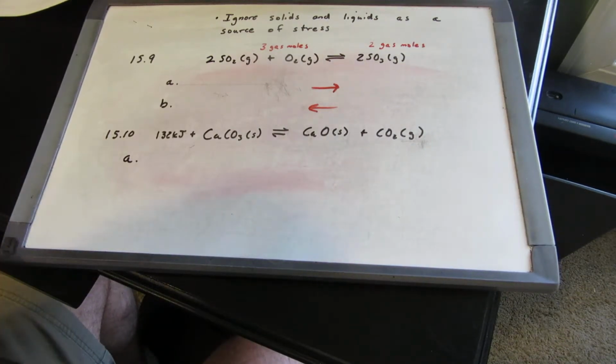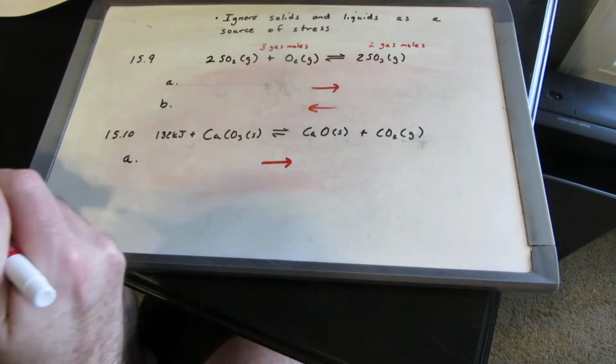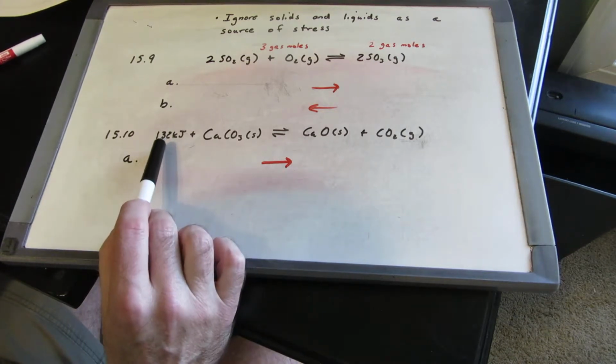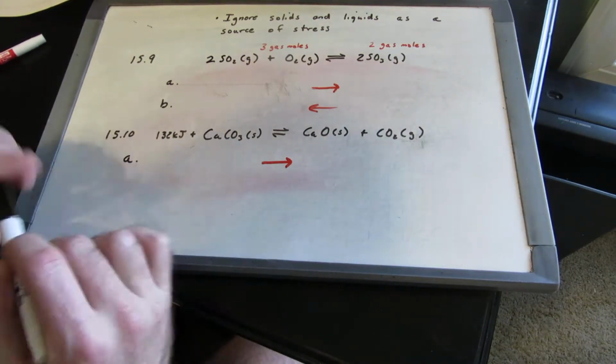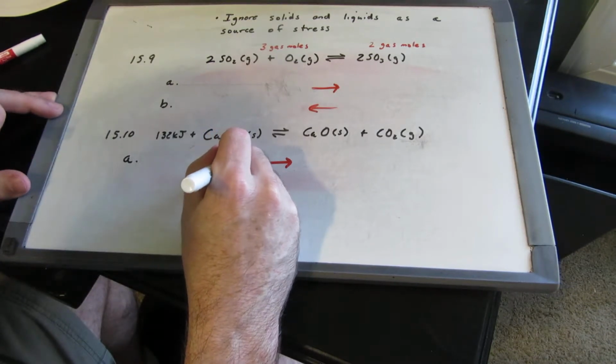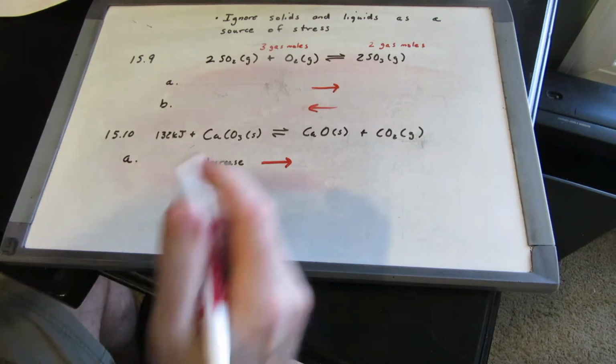If the temperature is raised, it shifts away from the side with the energy. So it shifts to the right, away from the energy. CaCO3 then will decrease because it's on the back end of the arrow. Okay, remember, think of that arrow as a hose.